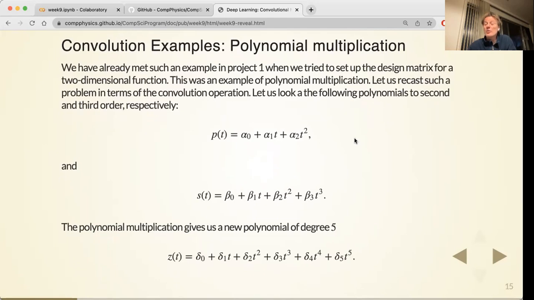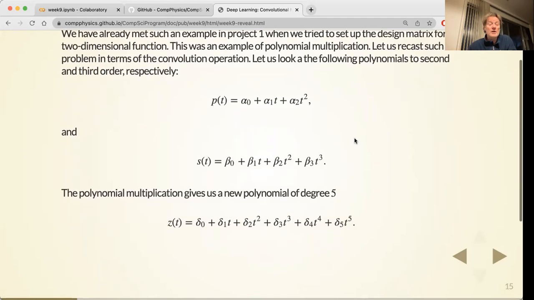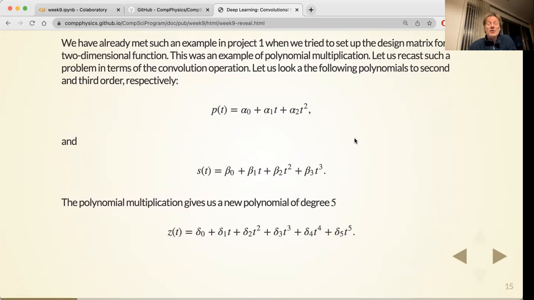Suppose you want to multiply two polynomials. This is a little bit reminiscent of what we did in project number 1, where we had a function we wanted to fit in terms of a two-dimensional function. In that case, we had a polynomial in x and y. So you could now think of two polynomials which are multiplied.